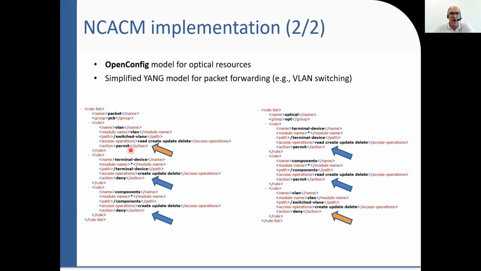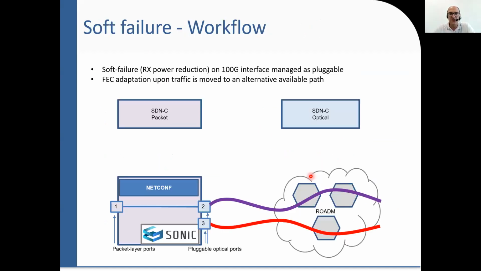and optical technologies, everything is permitted. But when it comes to the configuration of the optical parameters, here in this example it refers to OpenConfig, everything related to the control of the terminal device or the optical components has only reading rights, and so create, update, and delete is denied. Vice versa, for the optical controller that connects to the box, everything is denied for what concerns the IP technologies, while everything is permitted for the configuration of the optical parameters. So this worked very nicely.